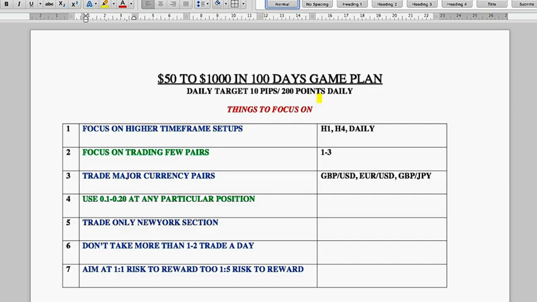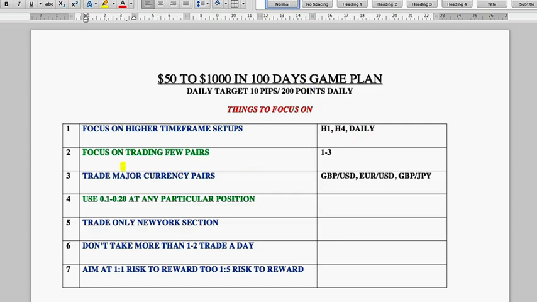Okay, now one on my list that you'll be focusing on: higher time frame setup. When you are in a drawdown, your best bet is to be looking at the higher time frames to trade from, because the manipulation on the higher time frames is less, unlike the lower time frames. So you want to be focusing on the 1 hour, 4 hour and the daily time frames.